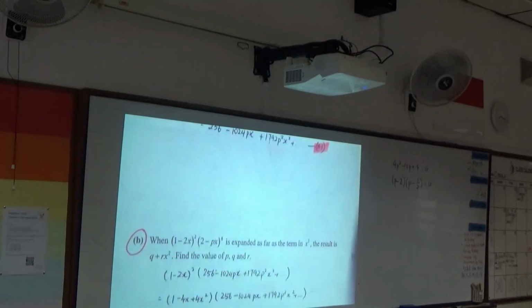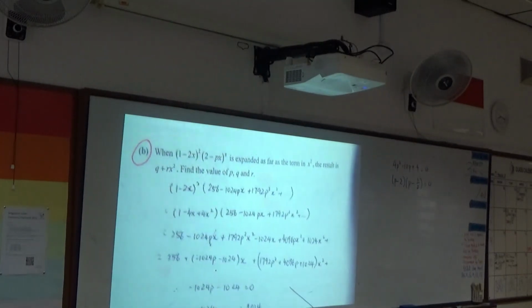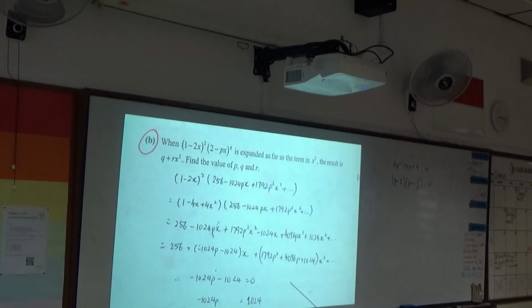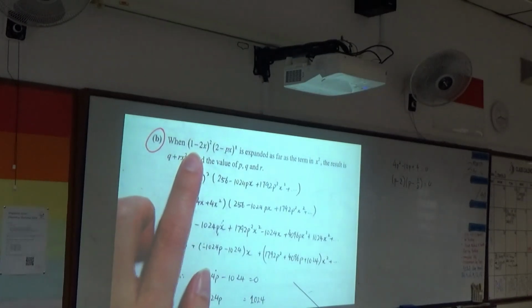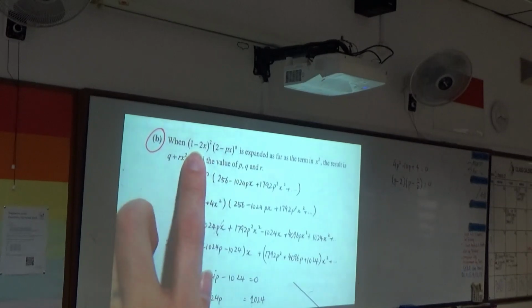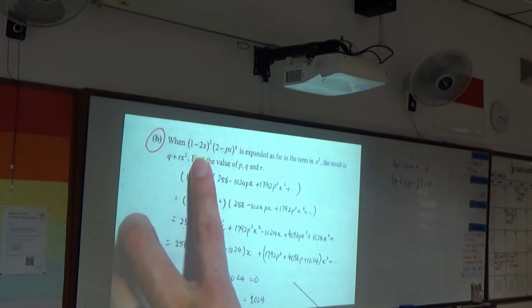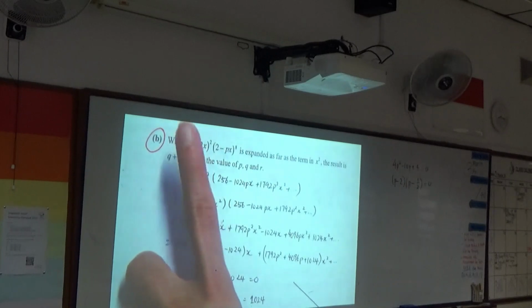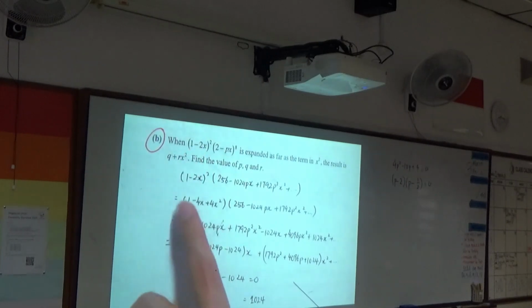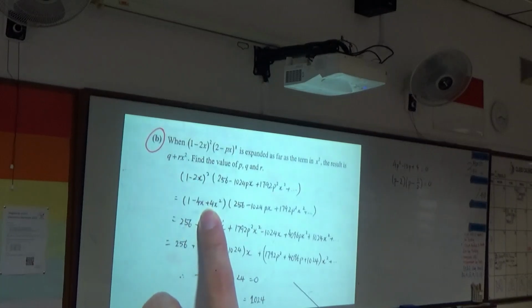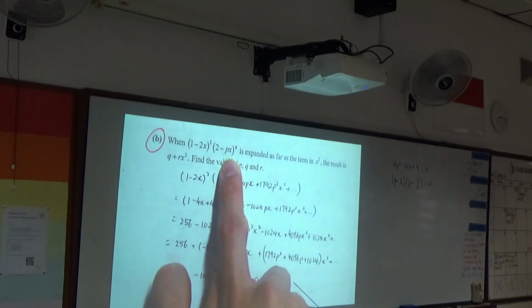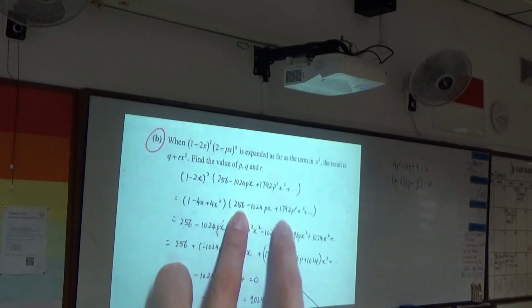Now it is part B whereby it became a little bit challenging for many of you, which explains why I circled this. First of all, 1 minus 2x bracket square, no need to use binomial to expand. I have a few of you who use binomial to expand this. We learned this in Sec 2 already, so just expand using your a square minus 2ab plus b square. Then you apply your expansion from part A.